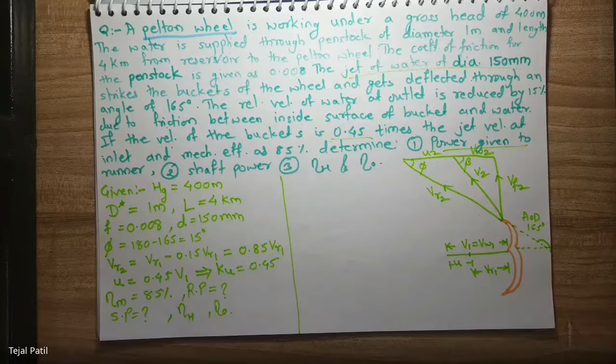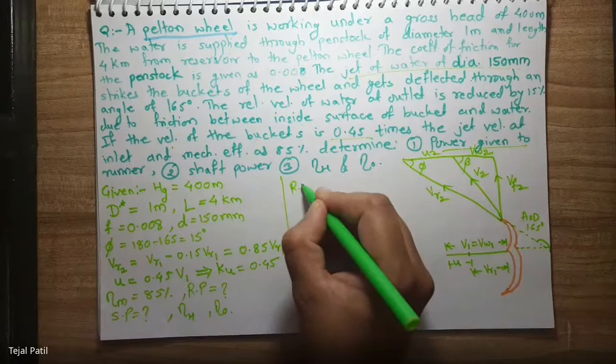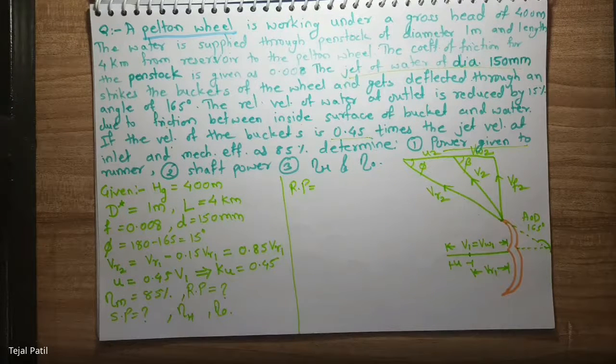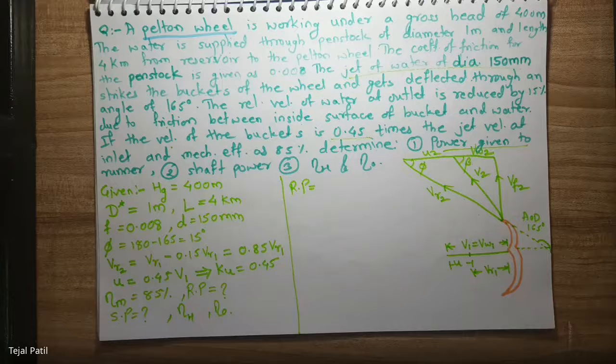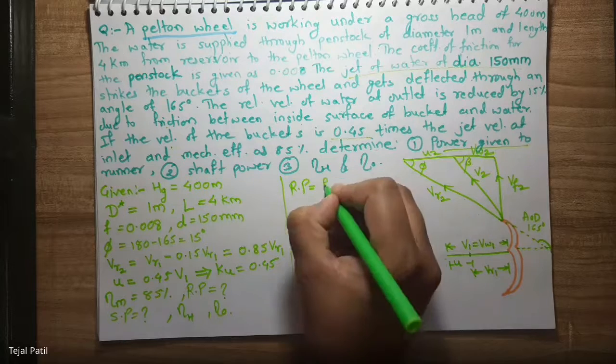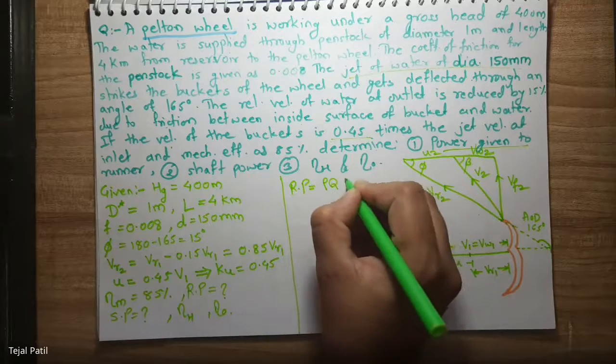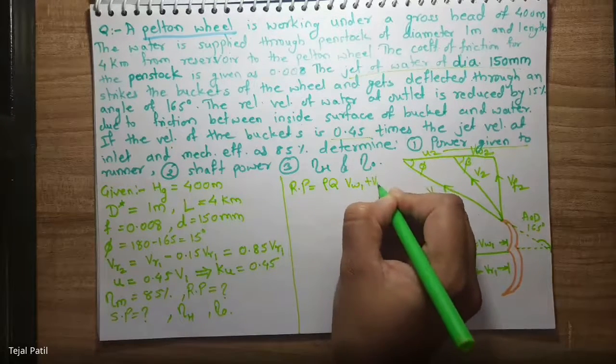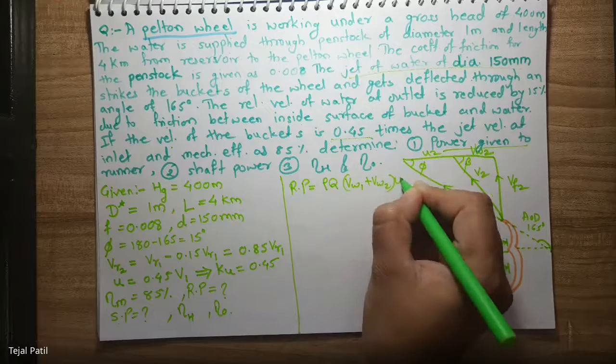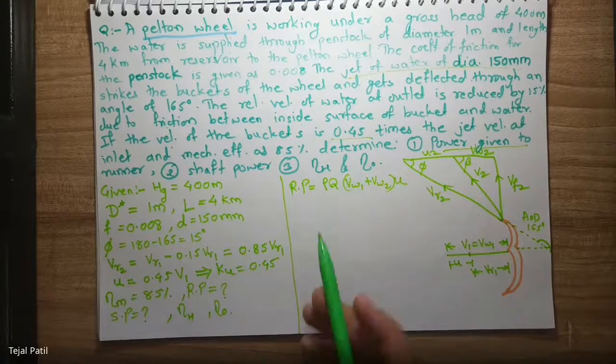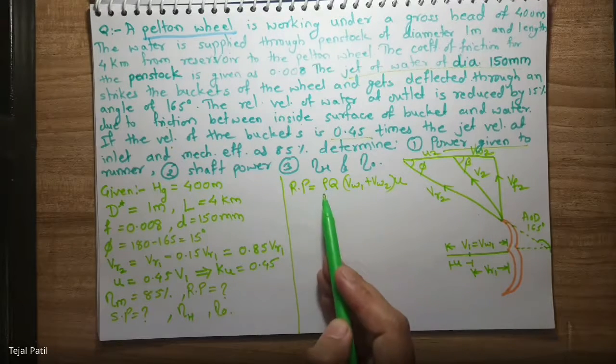Now, what is RP? How you can find RP? Yes, anyone? Tell me the formula for RP. Rho Q (VW1 plus VW2) into U. Yes. So your formula is rho Q (VW1 plus VW2) into U. Now, rho is known to you because it is water.